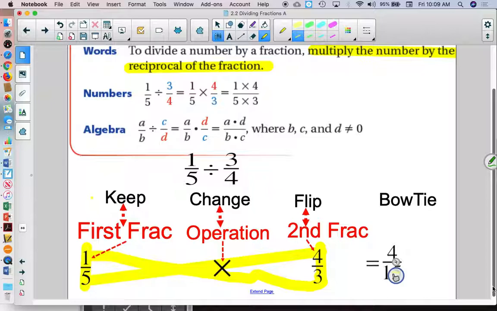Keep the first fraction. Change division into multiplication and flip the second fraction. What I see happen, I see kids that will flip the first and flip the second. No. Keep the first, change division to multiplication, and flip the second. Because if you flip both of them, it's just the same thing. It's still all messed up, okay? So always keep the first, change the operation, flip the fraction.